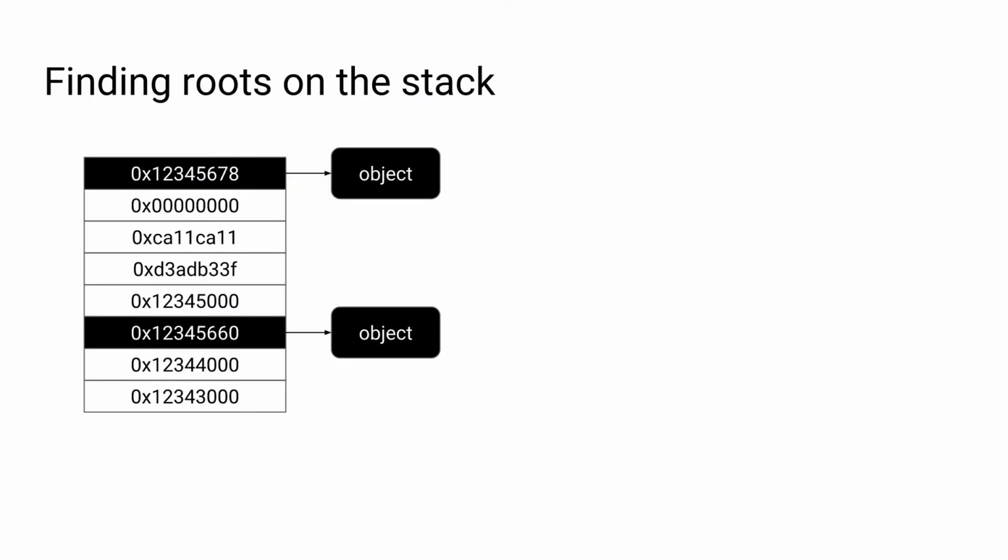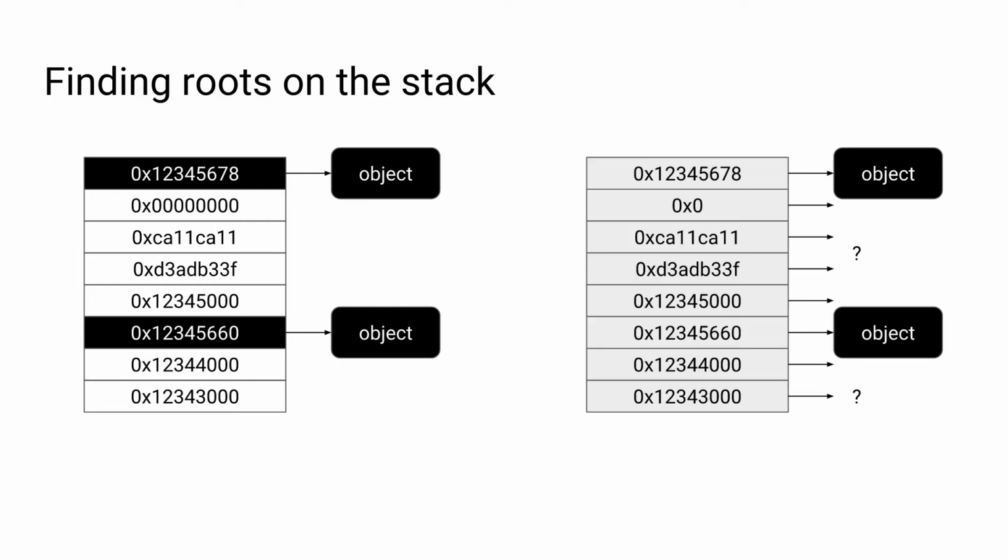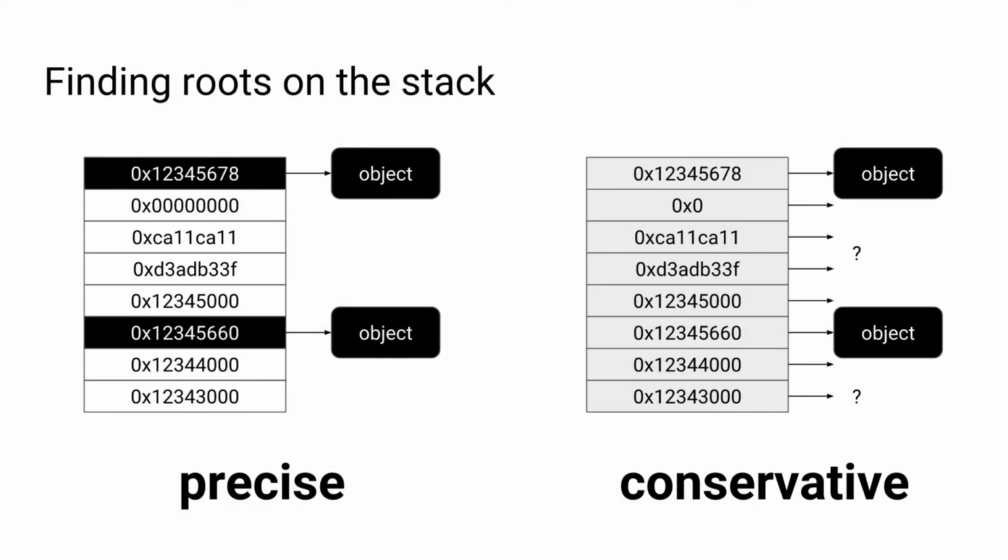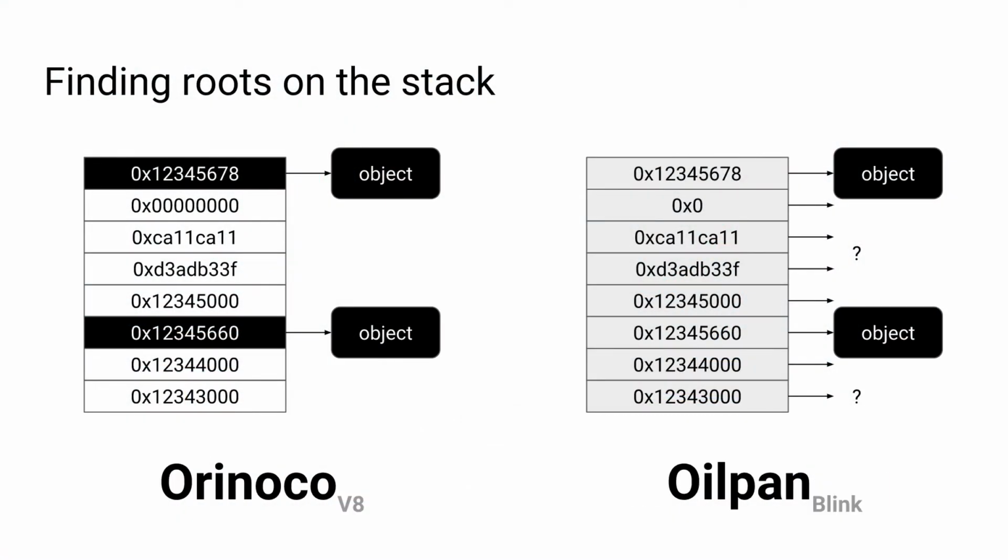There are actually two mechanisms you can use for doing that. The one is where you actually know which stack slot points to an object, and the other one is a mechanism where you don't know that, and you essentially have to inspect each stack slot, and you have to check whether this stack slot points to an object, or it is a number, or whether it's just garbage that's lying around there. The mechanisms are called precise and conservative stack scanning, and the examples there are Orinoco in V8 and Oilpan in Blink.